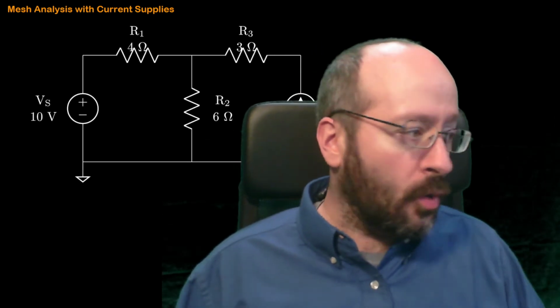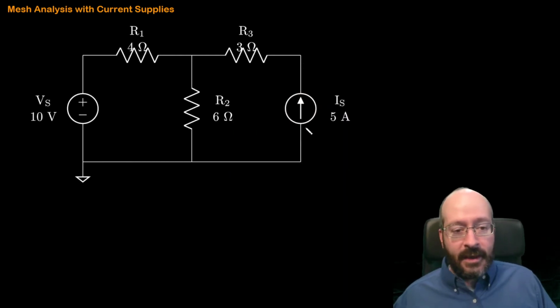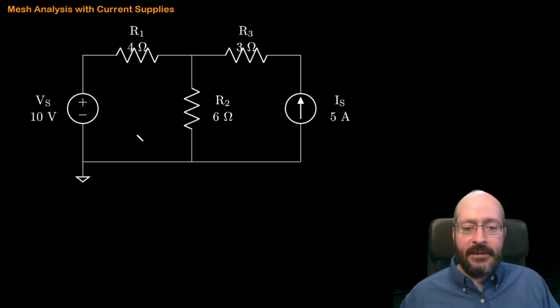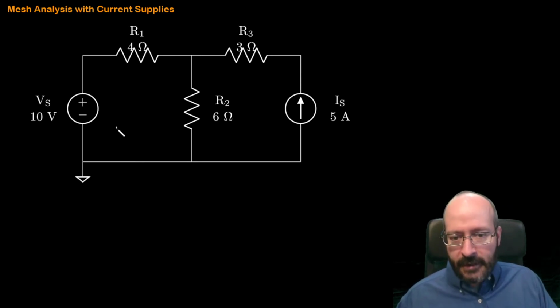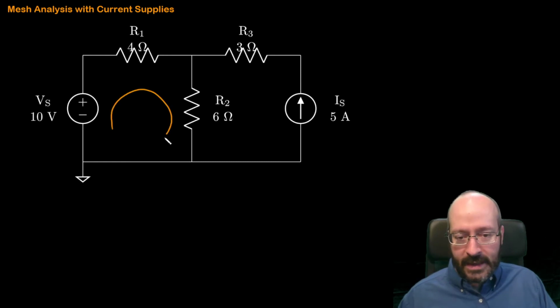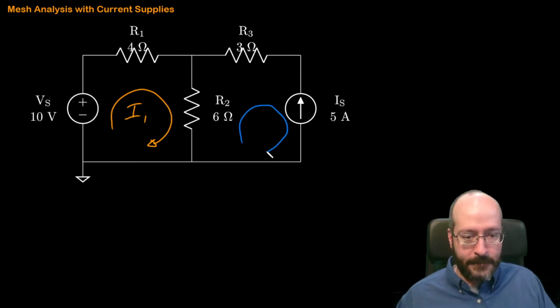Okay, so let's take a closer look at this problem. And hey, it's got a current supply. It's got a 5 amp on the right there, and we're gonna have to deal with that differently. So we do some things that are similar. We label our mesh currents. Okay, that's I1, and let's call this one I2.